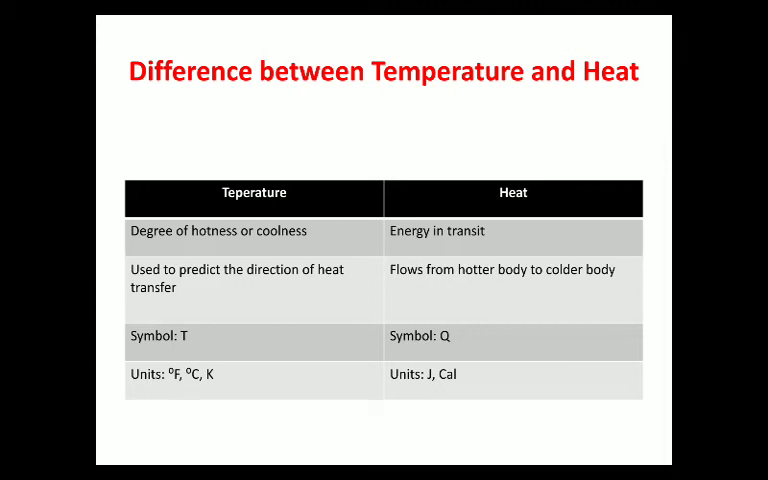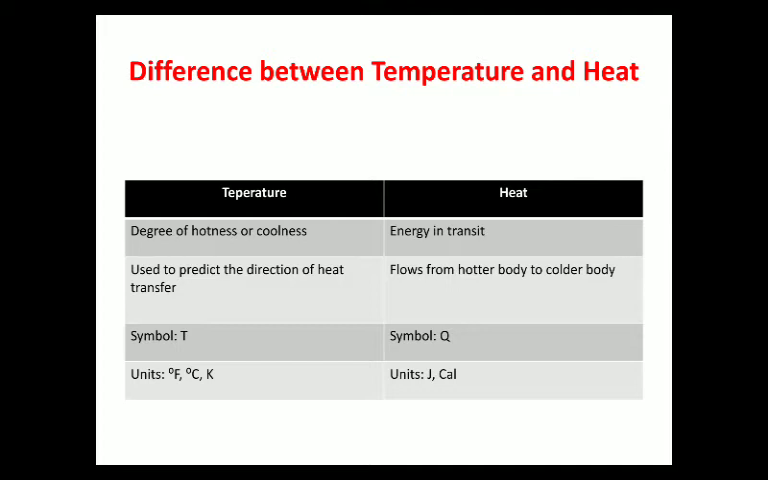The first one, the difference between temperature and heat. Temperature is a measure of the amount of energy possessed by the molecules of a substance. As I said, it is a measure of energy, and that is measured as the degree of hotness or coldness by sensing it by physical sense. We can say the body is hot or cold. By doing so, we just measure the temperature with respect to something.